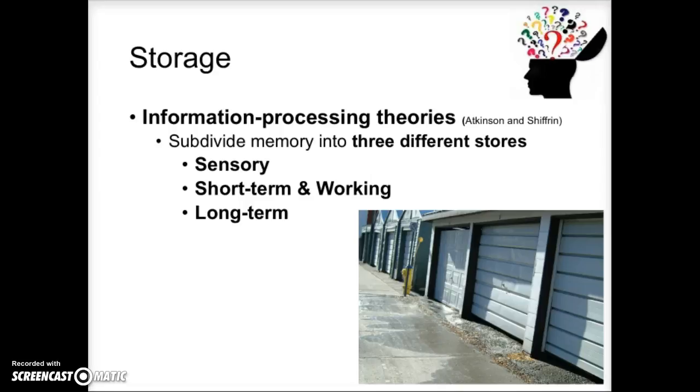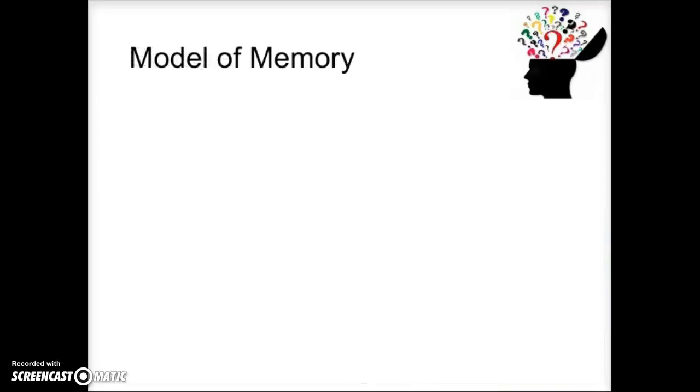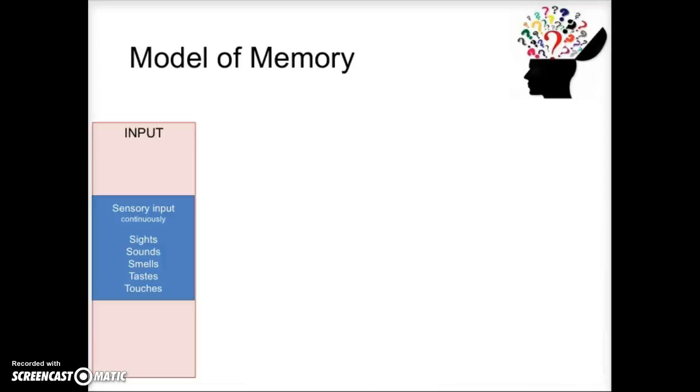There is a sensory store, a short-term or working memory store, and there is a long-term memory store. So to help understand how these 3 memory stores work and affect storage and retrieval, we're going to take that input, encoding, storage, retrieval model and combine it with information processing theory's model of the 3 stores. So here is our memory model. It's going to start with input.